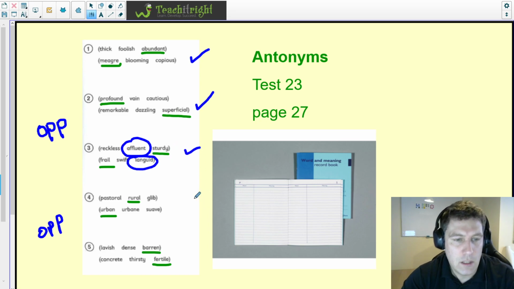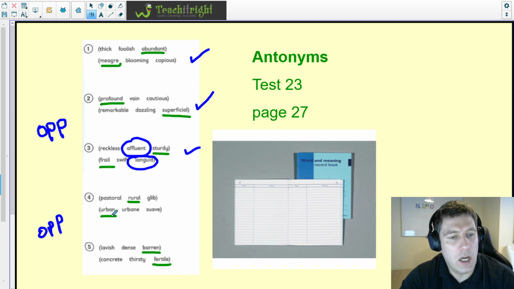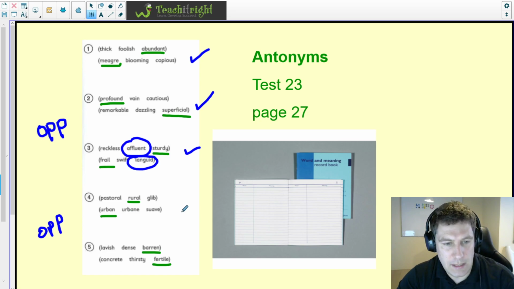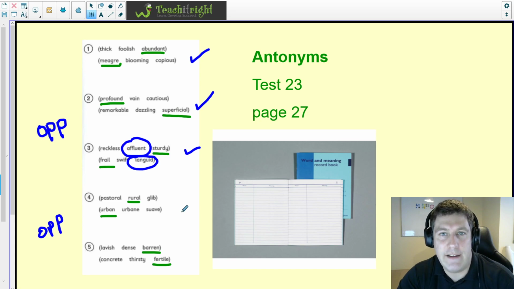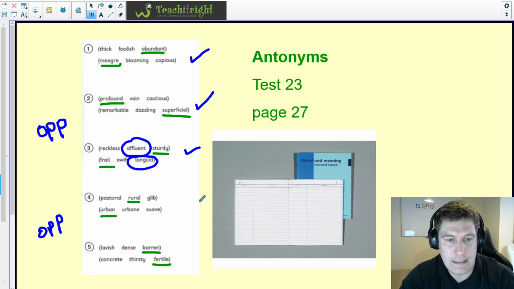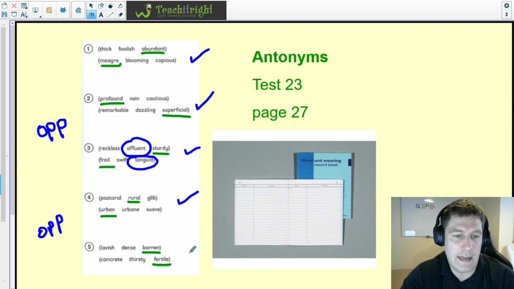Give it a tick. Number 4, we've got pastoral, rural, glib, urban, urbane and suave. Now, it is important with these words, again, if you spot the answer quickly, then great, go for it, and you can just select those words. Rural, you may have heard of. Rural means to be, say, in the countryside. Urban means to be in the city or somewhere, an area that's built up. So they would be opposites. I'll give that one a tick if you got that right.